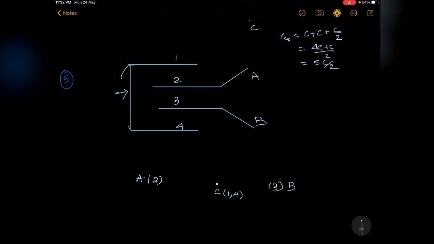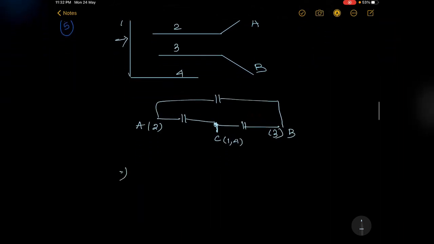Now let us see. There is a capacitor between 1 and 2. Again, there is a capacitor between 2 and 3. Again, there is a capacitor between 3 and 4. So there will be 3 capacitors. If I redraw this, I can say it will look like this.